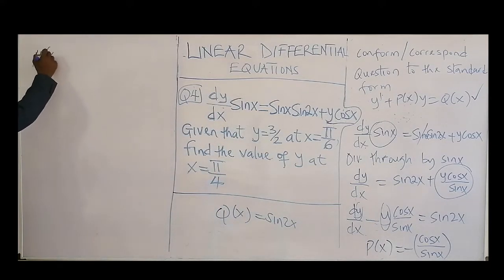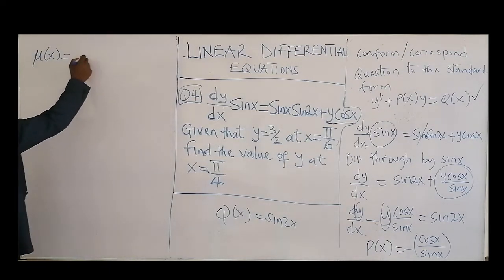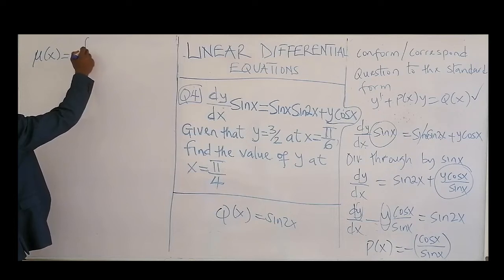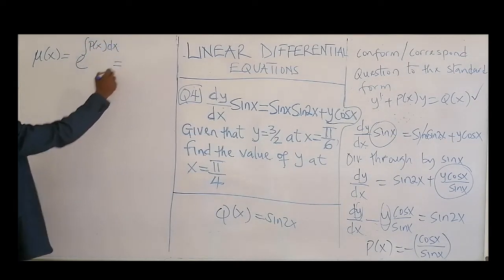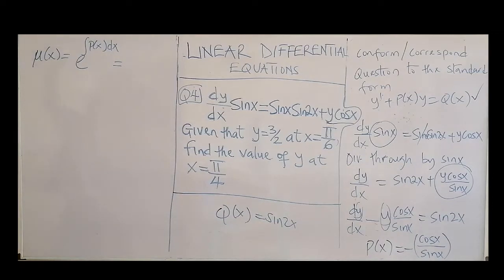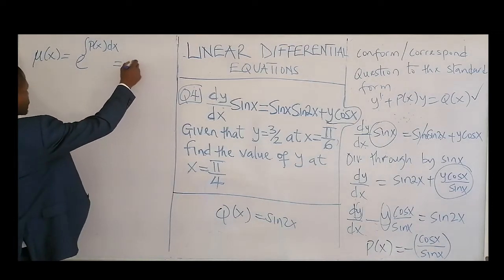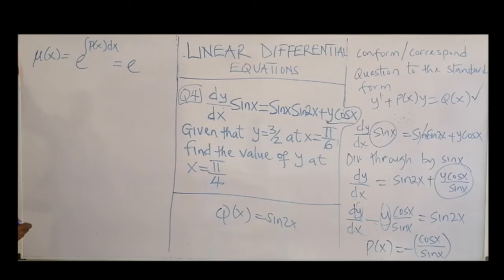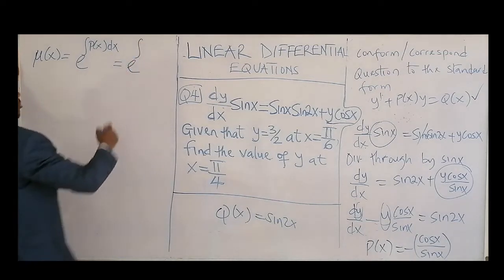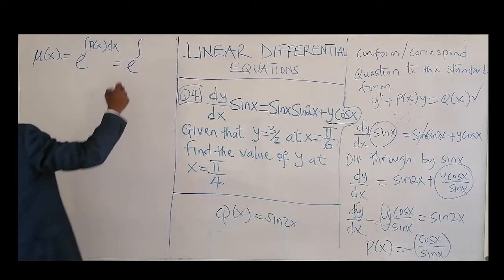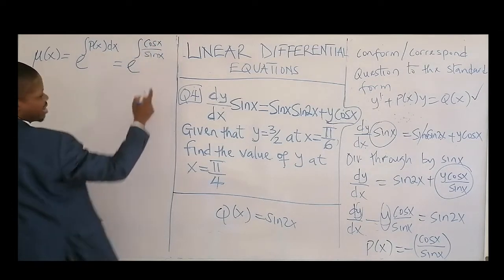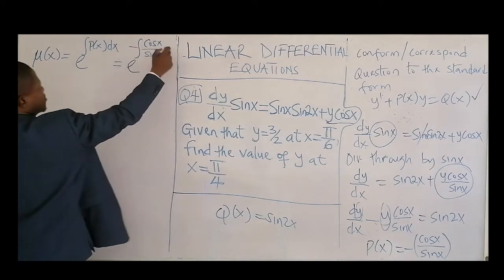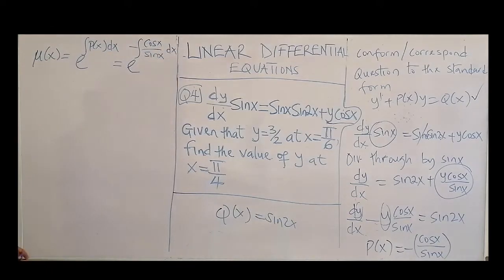So let's get the integrating factor. The integrating factor has a formula, which is exponential to the power integral of p of x dx. Substitute your p of x there, and that will be equal to exponential integral of minus cos x over sin x dx. That minus can be outside the integration.